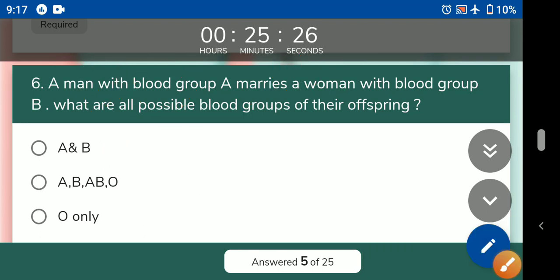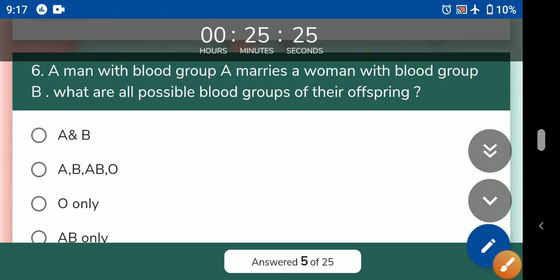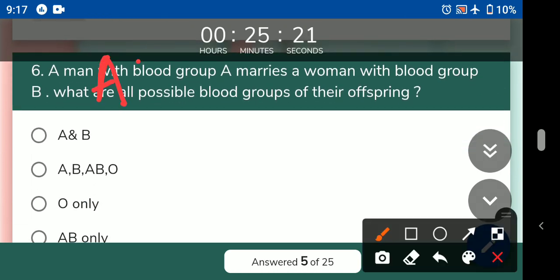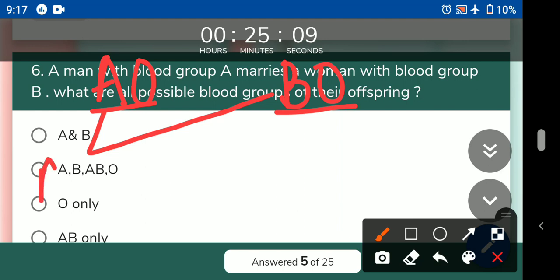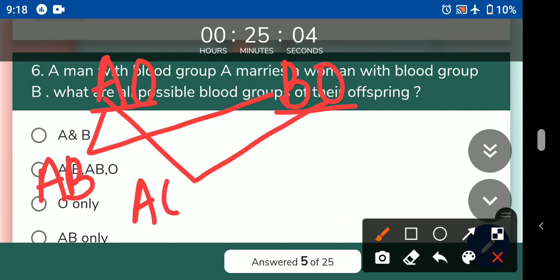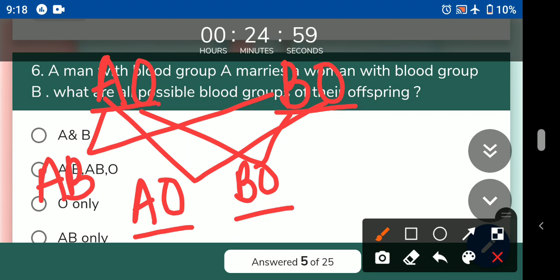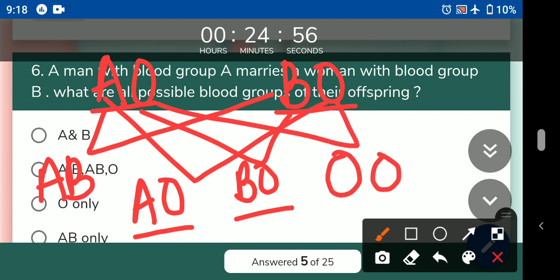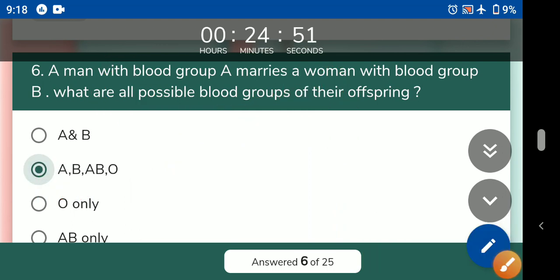There could be heterozygous blood groups, that is AO and BO. This one shows A blood group because A is dominant, and this will show B blood group because B is dominant. If we have a cross between them, then there could be AB, there could be AO, that is blood group A, there could be BO, that is blood group B, and OO, that is blood group O. So all 4 possible blood groups are possible. So the correct answer is this.